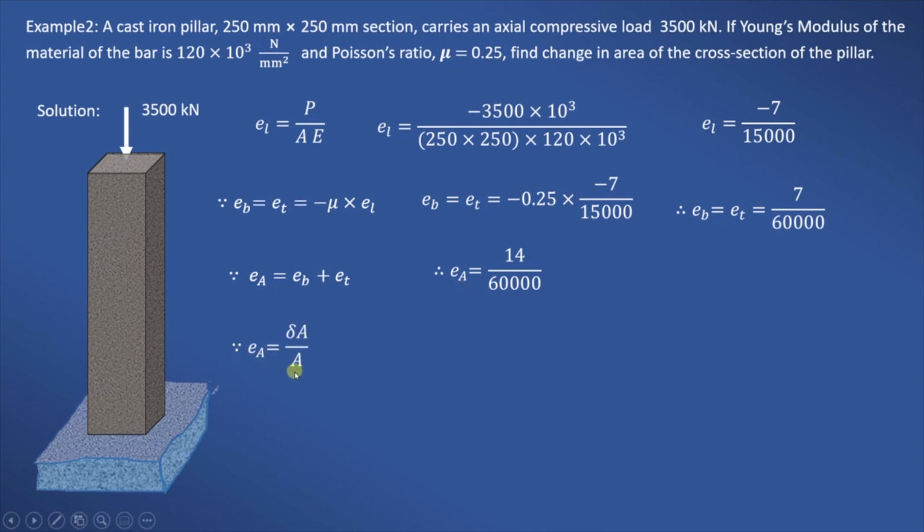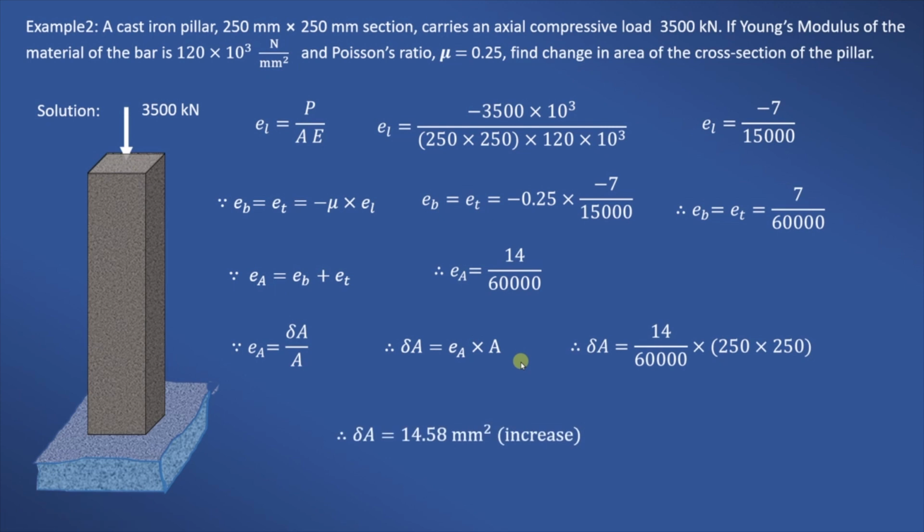Strain in area into original area, that is change in area, and this is how you have found out change in area. Just put the values and get the answer. Now this value of strain is positive, that means it is an increase in cross sectional area.